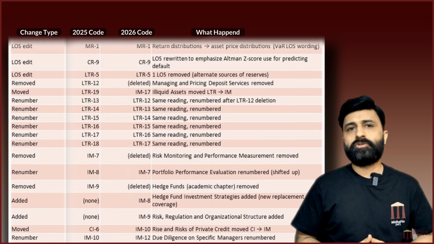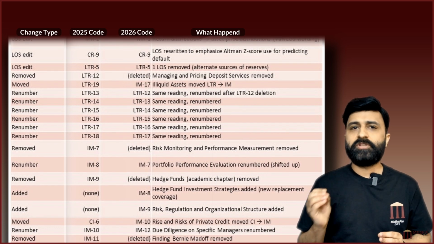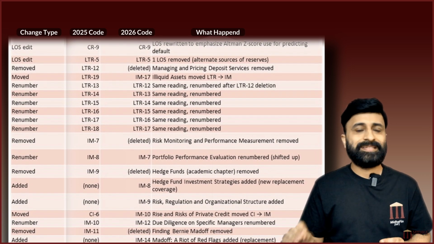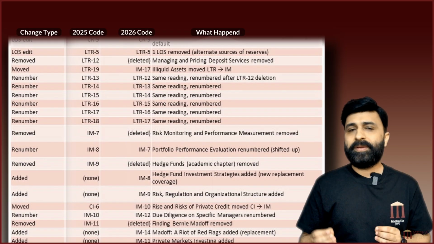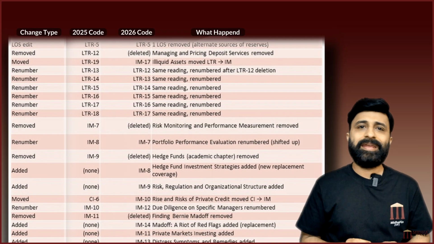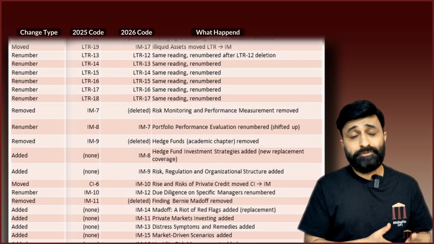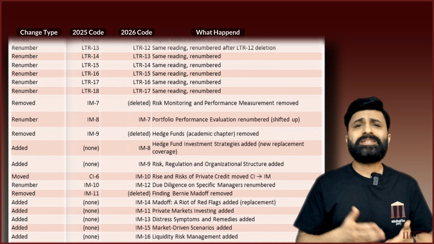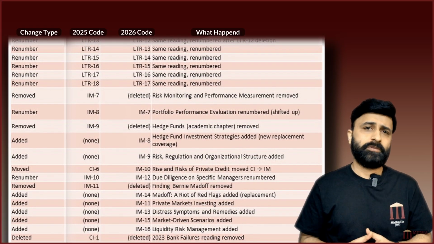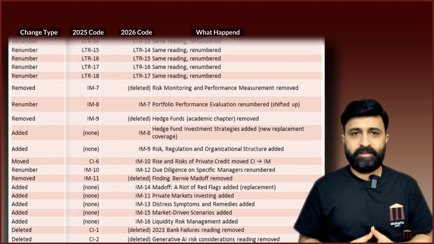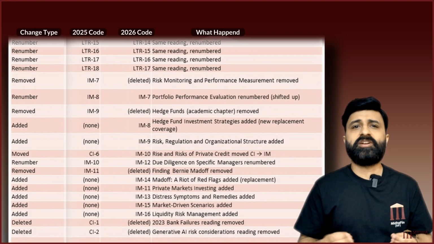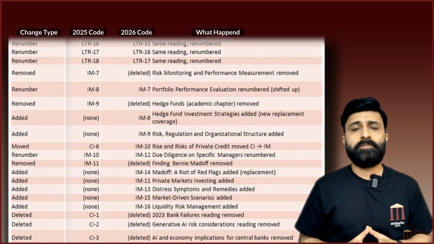Now, this table brings together all FRM Part II curriculum changes from 2025 to 2026 in one place. It compares the two syllabi reading by reading, and it clearly shows what was added, what was removed, what was moved, what was renumbered or slightly edited across all modules. There is no interpretation here. This is simply a direct structural comparison of the GARP syllabus for these two years.